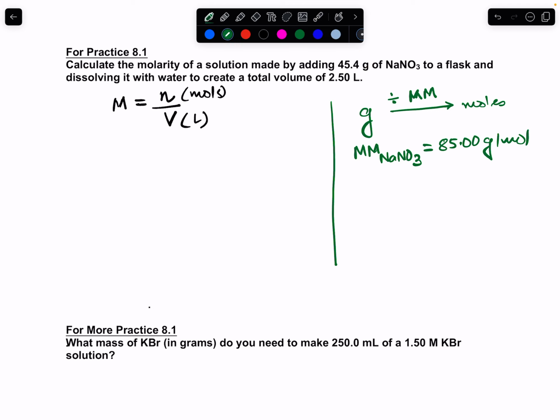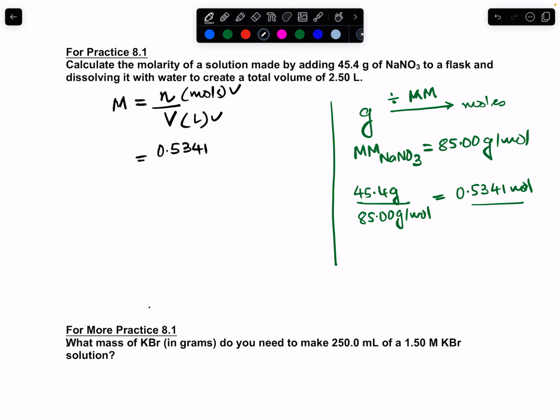So grams given to us is 45.4 grams. We'll divide that by 85.00 grams per mole, and that gives us 0.5341 moles. Now we have the moles, and we know the volume. So now we calculate the molarity by plugging into this equation. 0.5341 moles is on top, and below we have 2.50 liters.